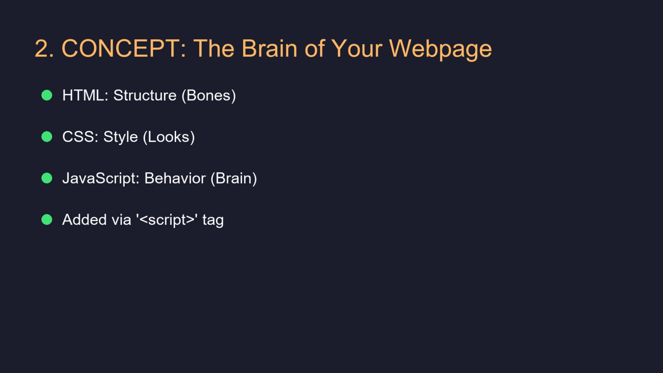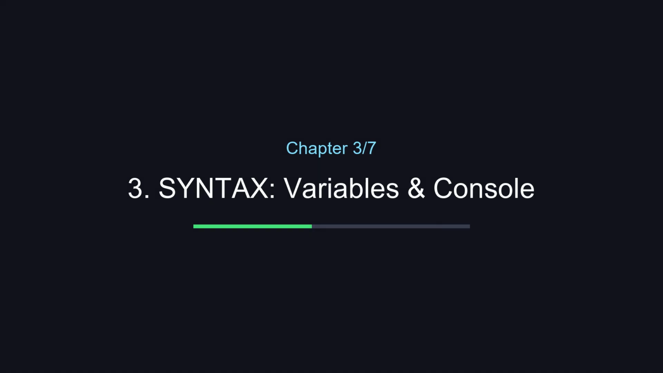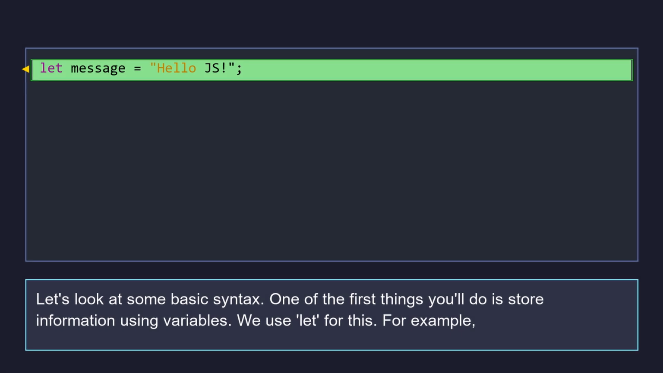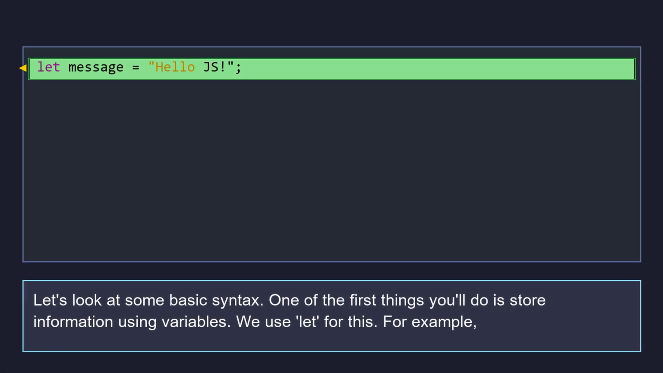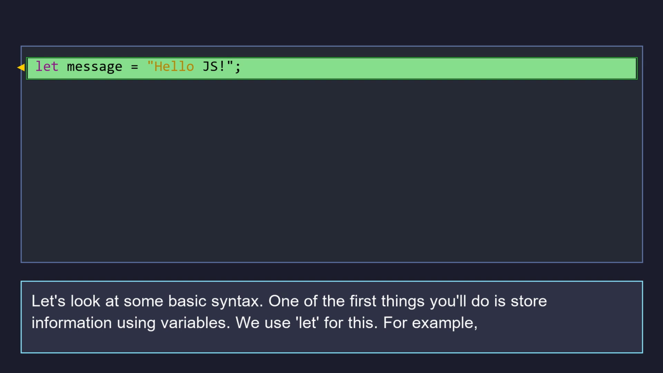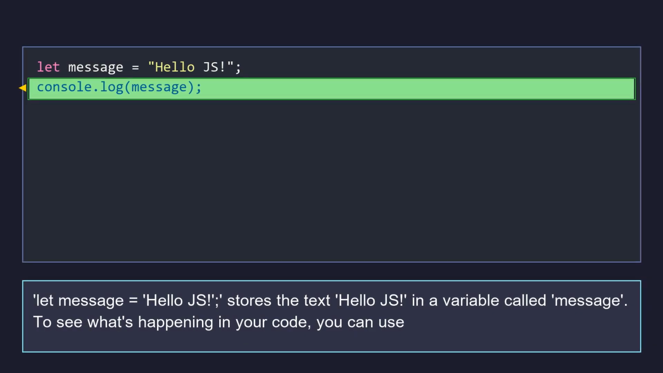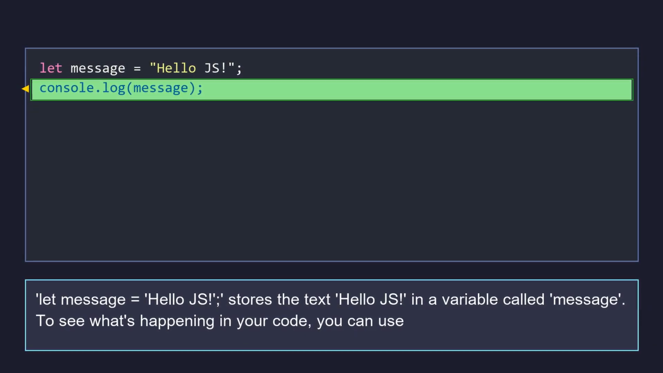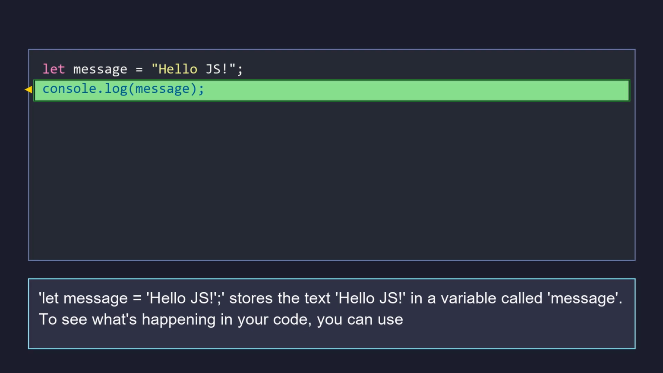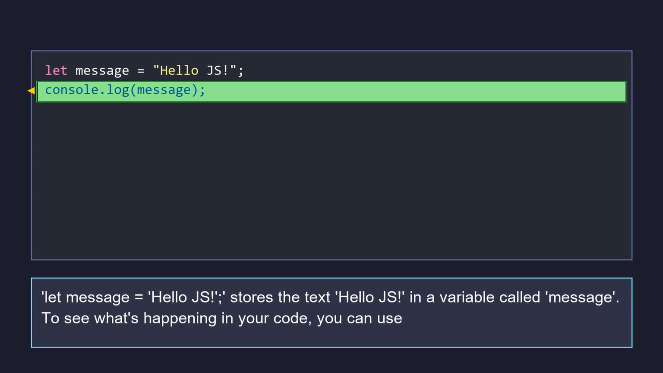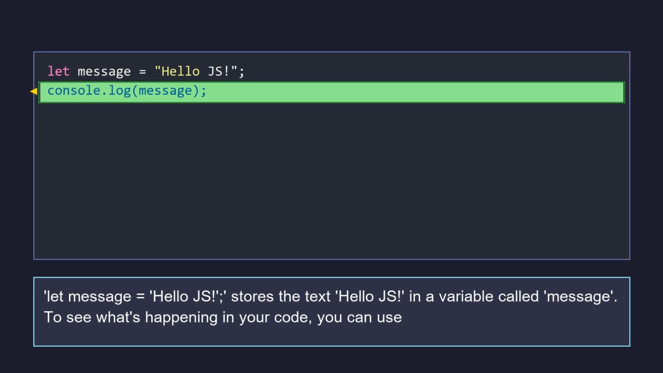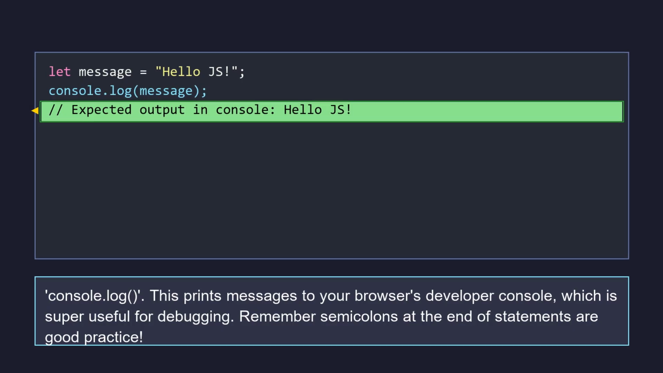Let's look at some basic syntax. One of the first things you'll do is store information using variables. We use let for this. For example, let message equals hello.js stores the text hello.js in a variable called message. To see what's happening in your code, you can use console.log. This prints messages to your browser's developer console, which is super useful for debugging. Remember, semicolons at the end of statements are good practice.